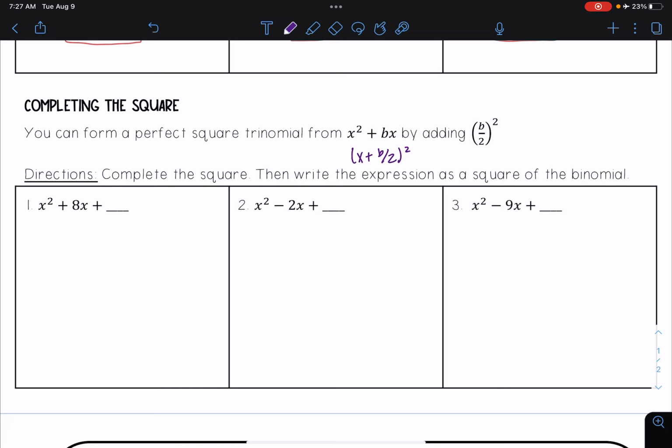So here I have x squared plus 8x. Now I want to see what I need to add to that to complete the square. So my b term is this 8. So I want to do 8 divided by 2 squared. Well, 8 divided by 2 is 4 squared, and then 4 squared is equal to 16. So that means I'm adding 16. And then to factor that, to go ahead and write the expression as a square of the binomial, this is just going to be x plus b divided by 2, which we found to be 4, squared.